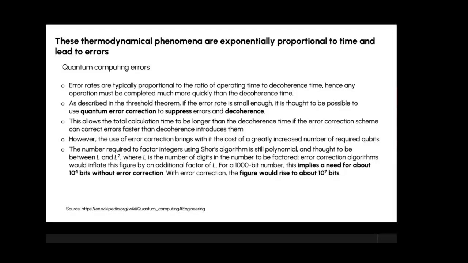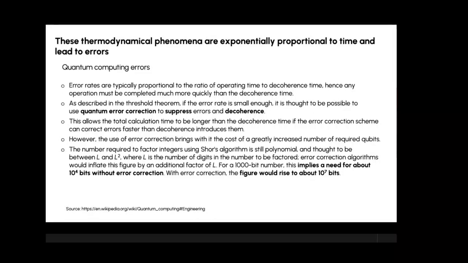But it seems that I need a greatly increased number of bits. So what I have then is one, what they call a logical qubit, and this logical qubit is made up of X physical qubits. This X seems to be between L and L square, where L is the number of digits in the number to be factored. So now, this is the Shor algorithm.